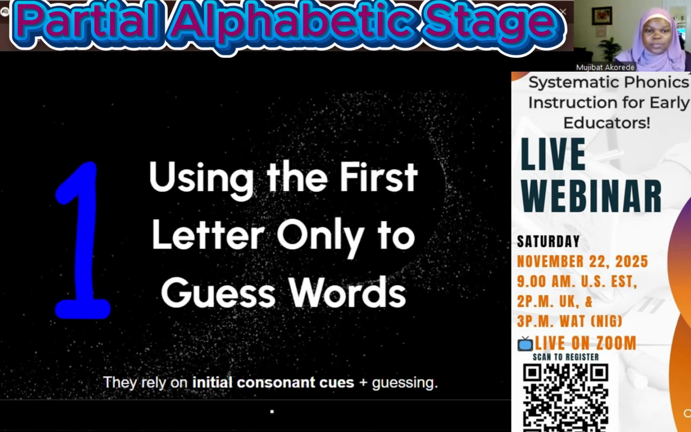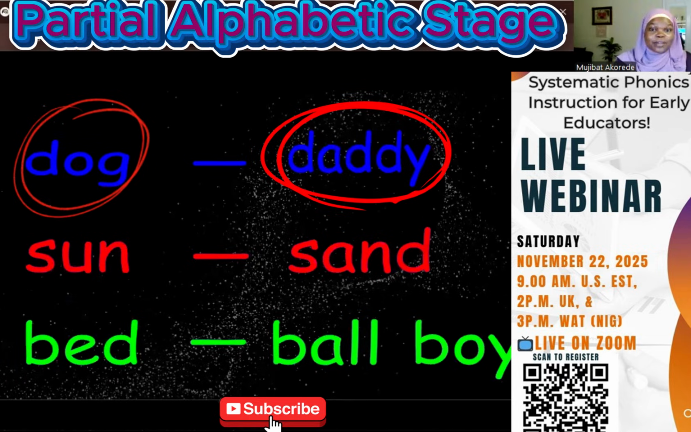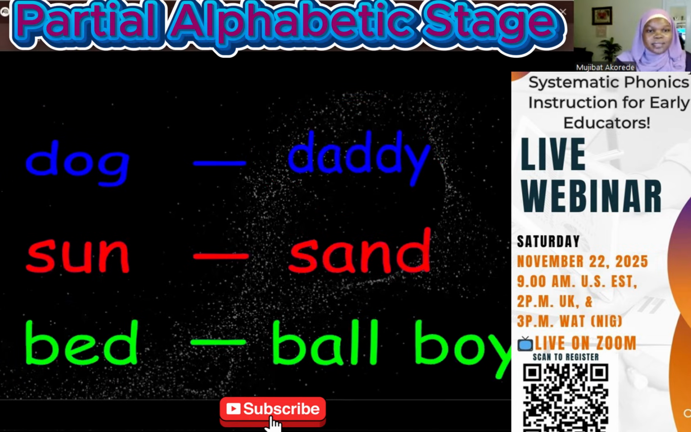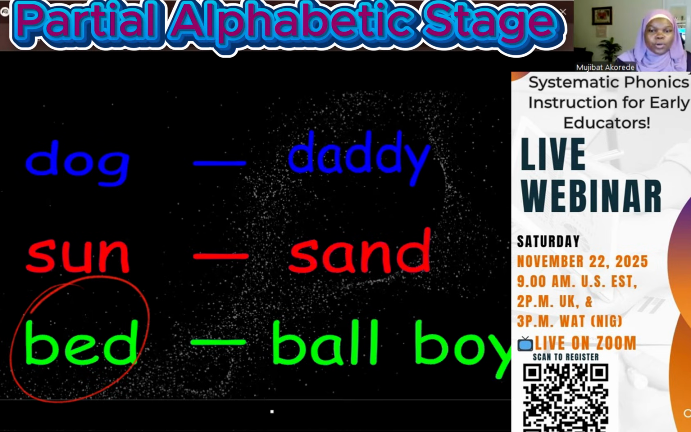Part of the things they do, the first one is using the first letter only to guess words. They heavily rely on the initial consonants, then they guess the rest. And here are a few examples. When they see dog, they can call it daddy because both start with the letter D. When they see sun, they can call it sand because both begin with the same letter. And when they see bed, they can call it ball or boy.